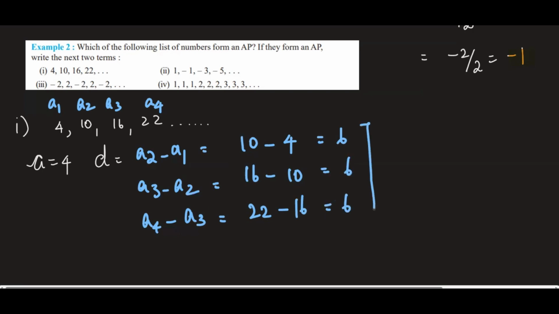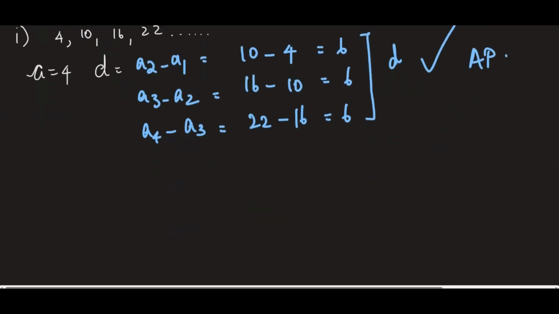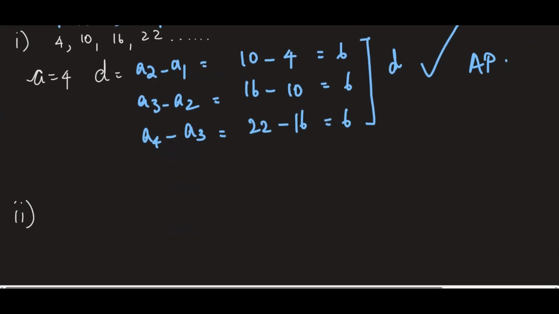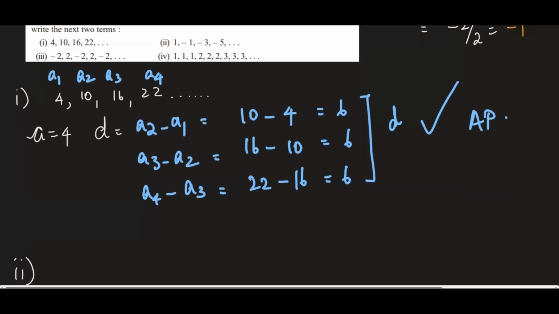So the common difference D is actually the same. So this first one forms an AP. Yes. Okay. Now the second example. In subdivision 2, what is the question? It is 1, minus 1, minus 3, then minus 5, and so on.